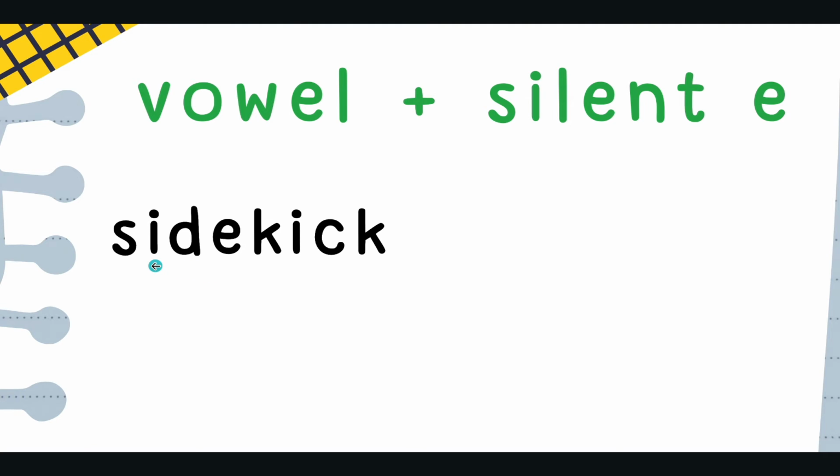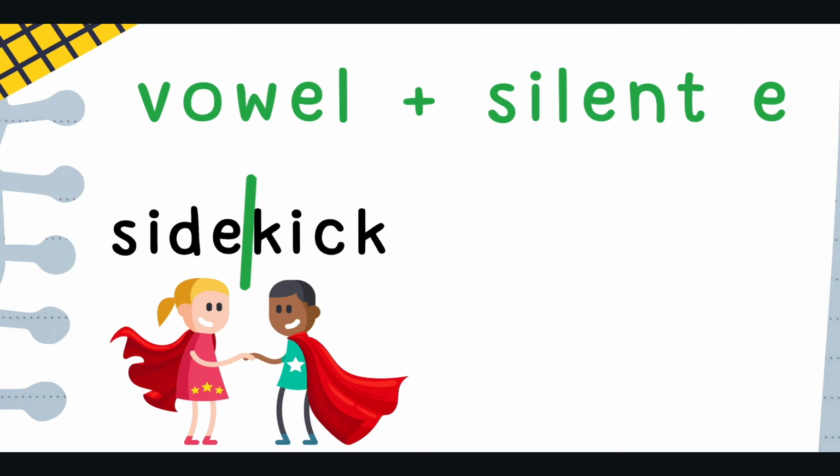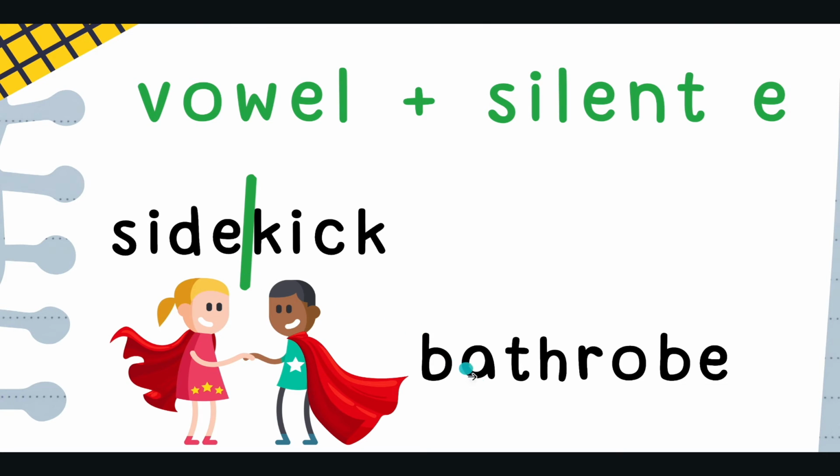I know we have a vowel followed by a consonant and the letter E. So my break is going to go right next to that. Okay? Sidekick. What's that word? Yeah, sidekick. Excellent job. What about, let's see this one.